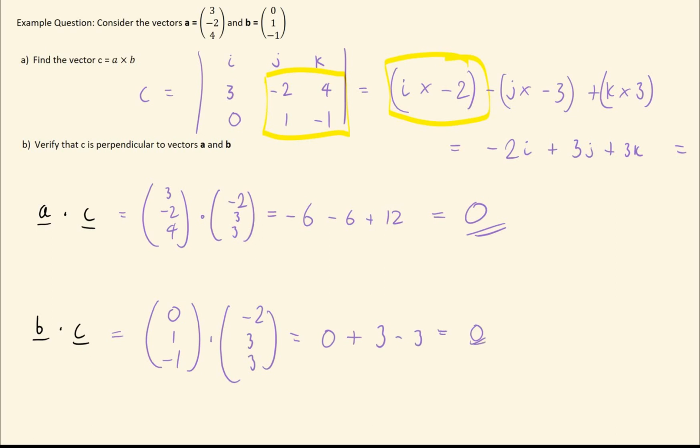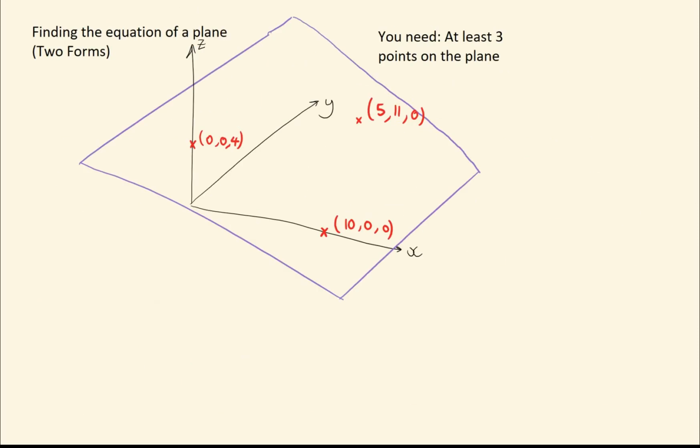Okay, so it can be useful to check for any mistakes, to check that these vectors do indeed end up being perpendicular to your two starting vectors. If it's not, you have made a mistake like I just did there. Okay, after that embarrassment, let's move on to actually finding the equation of the plane.